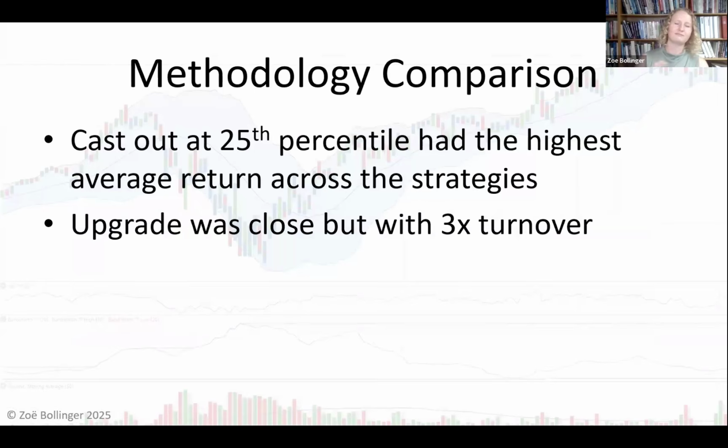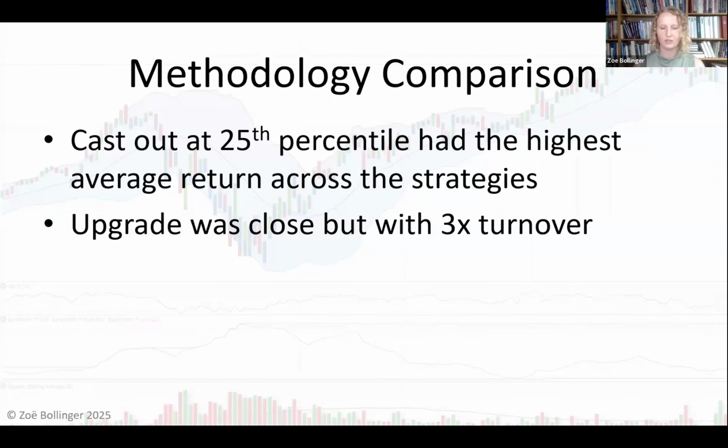So across the board, using a not great statistical methodology, just a down and dirty calculation, across the three systems cast out at the 25th percentile had the highest average return. Not necessarily the best way to look at it, but we needed to narrow it down for future testing. Upgrade was just barely less in terms of average return across the systems, but it had 3 times the turnover.